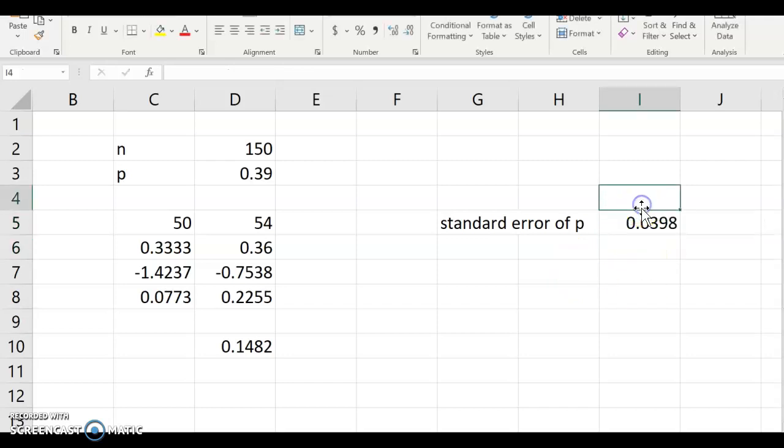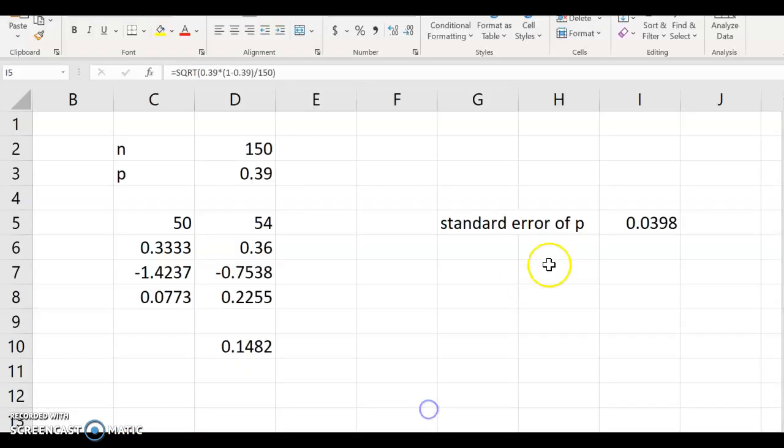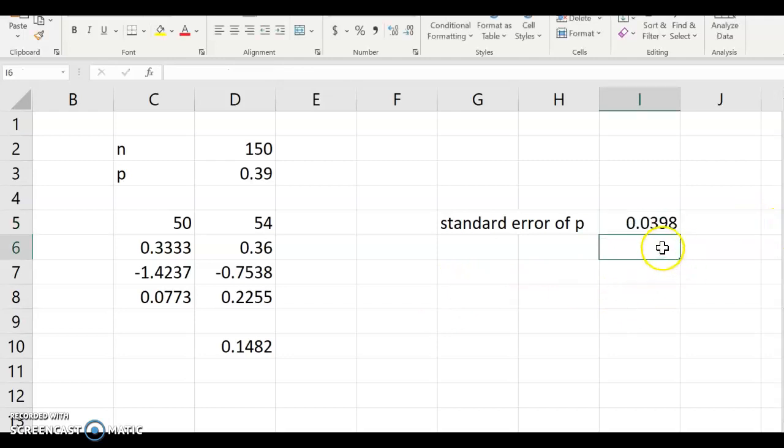And so you get 0.0398. Now we don't have to worry about the finite population correction factor because they did not tell us what the population size is, so it must be infinite. Okay, so that makes this one a lot simpler. So all you're going to do is the square root of P times 1 minus P divided by N. And so you get 0.0398.